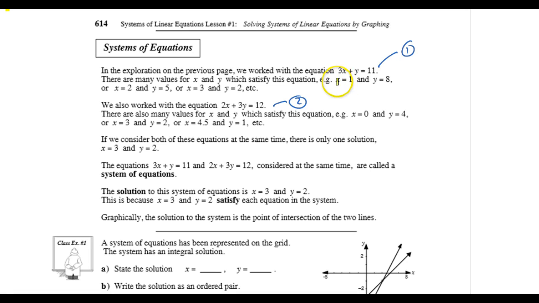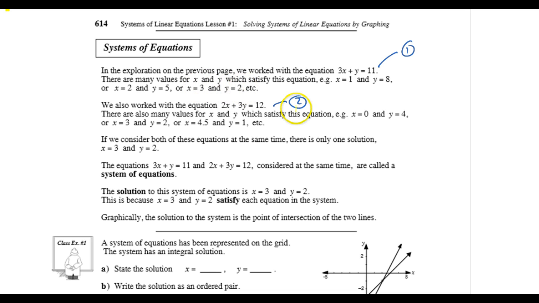A few of the solutions for the first one can be when x equals 1, y equals 8, or when x equals 2, y equals 5. And the way we check that, obviously, we plug those two numbers in for x and y, and hopefully your left side equals the right side. Then we have when x equals 3, y equals 2.